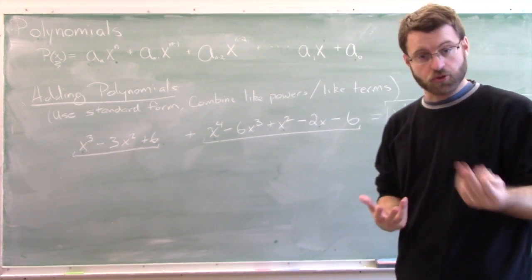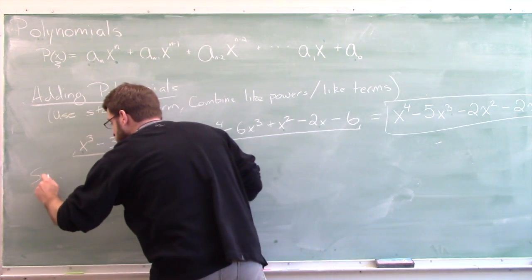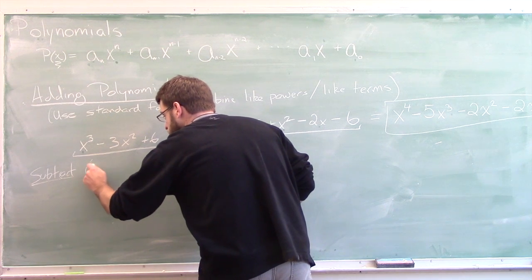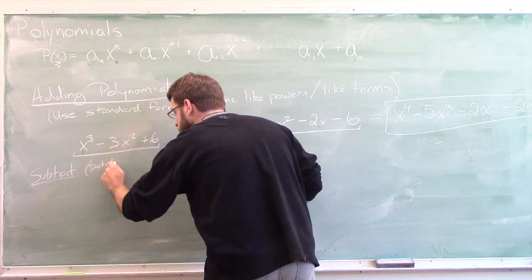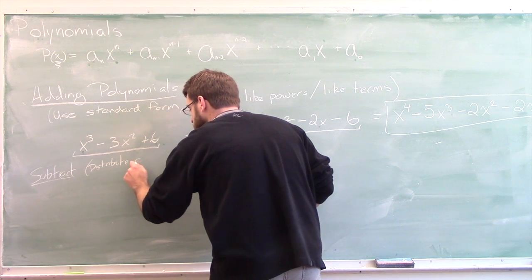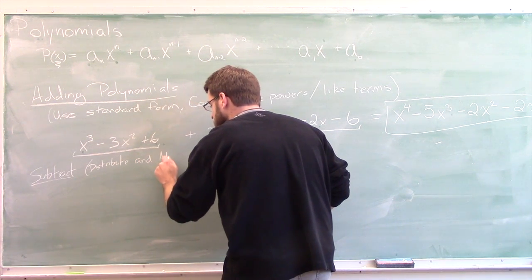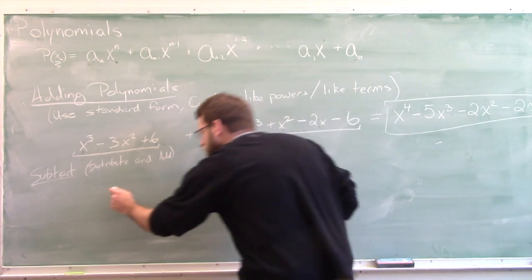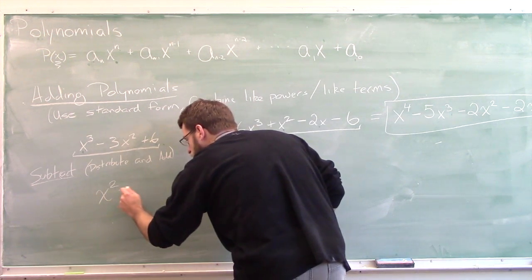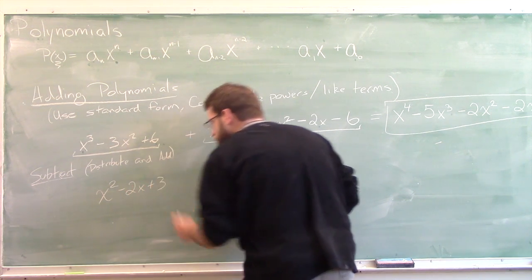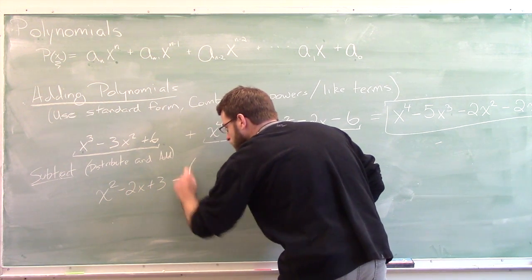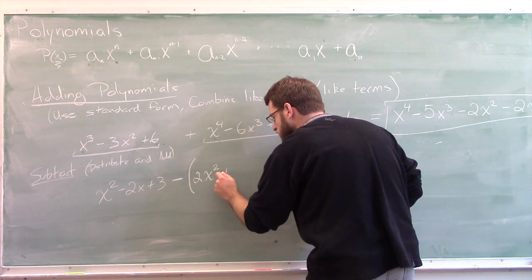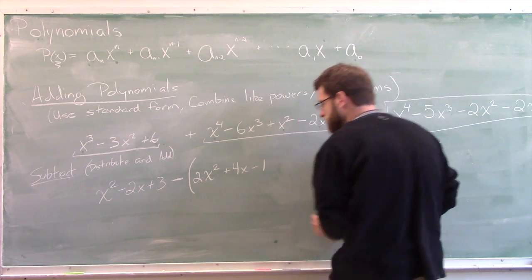If I wanted to subtract polynomials, I can just distribute a negative sign and then add the polynomials together. So let's do a simple example of that. x squared minus 2x plus 3. And say I want to subtract from that the polynomial, let's do 2x squared plus 4x minus 1.